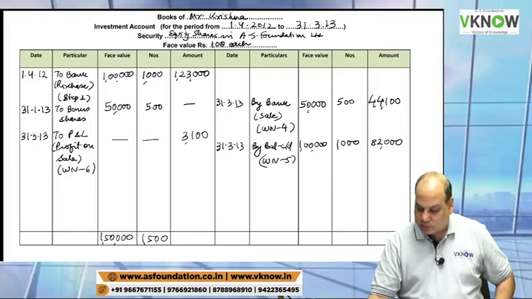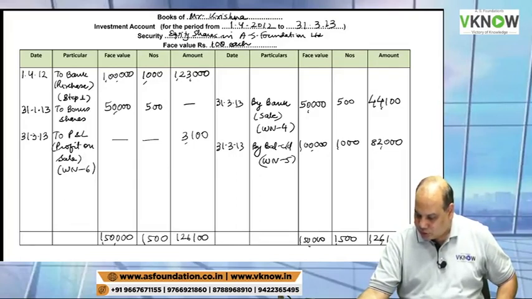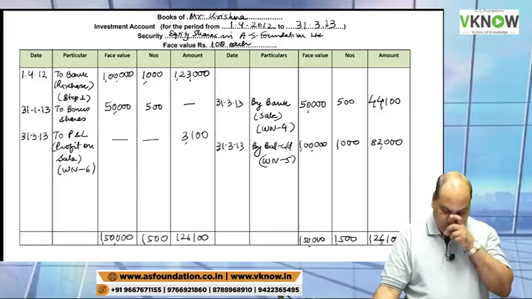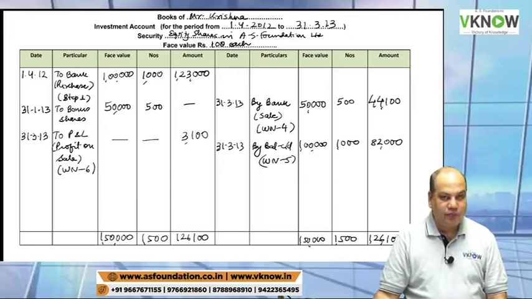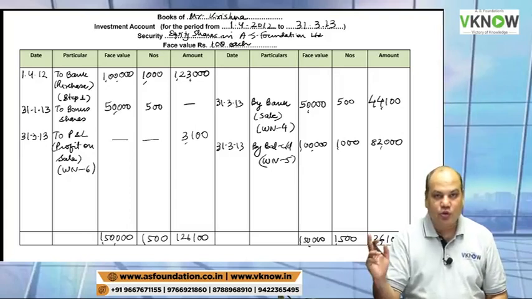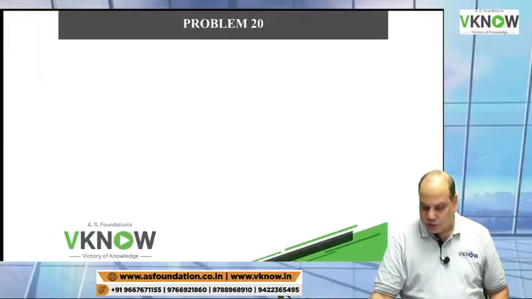Tell me the amount column. 126100. Let us check on the credit side also. 126100 seems to be right. 126100 is the amount column total. Is it tallying? Yes, this is tallying. This answer is over. We'll do one more practice.